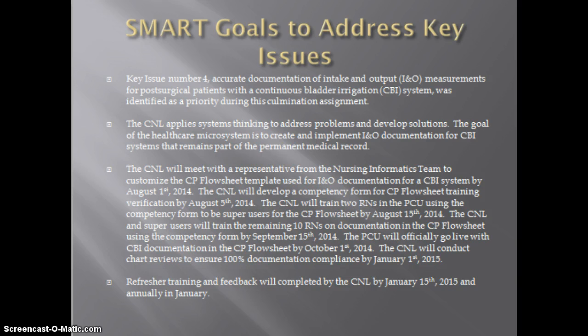The CNL, using the competency form, will train all of the nurses in the progressive care unit, the remaining 10 RNs, on documentation in the CP flowsheet by September 15th, 2014. The PCU will officially go live with CBI documentation in the CP flowsheet by October 1st, 2014. The CNL will conduct chart reviews to ensure 100% documentation compliance by January 1st, 2015. Refresher training and feedback will be completed by the CNL by January 15th, 2015, and annually every year in January.